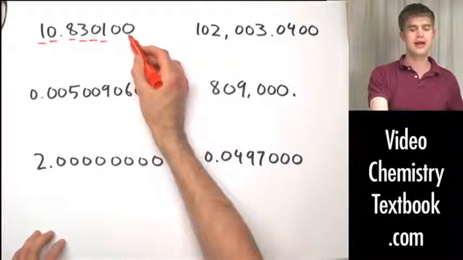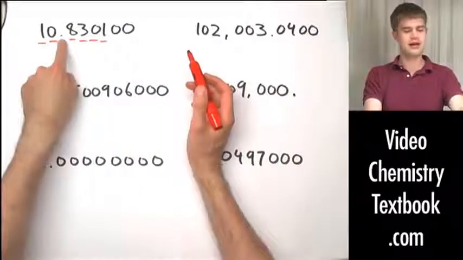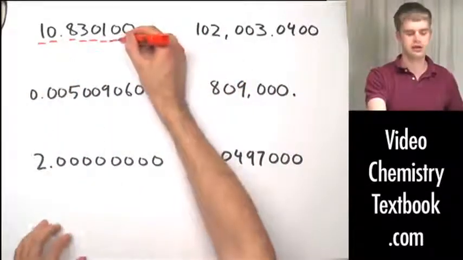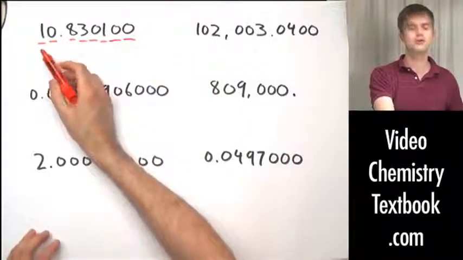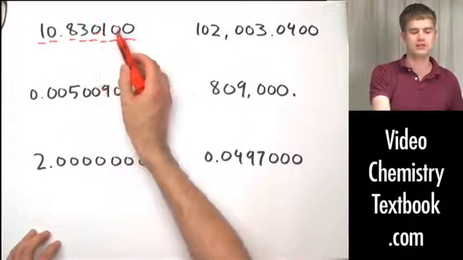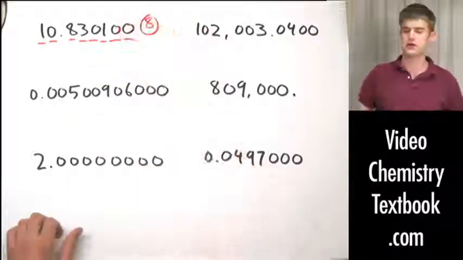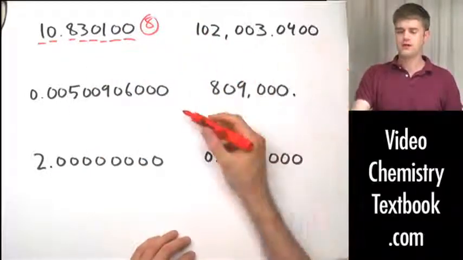The zeros to the right, are they significant? Well, when they're to the right, is there a decimal point in the number? Yes, there is. Every single one of the numbers is significant. 1, 2, 3, 4, 5, 6, 7, 8. 8 significant figures here. Look at this number.